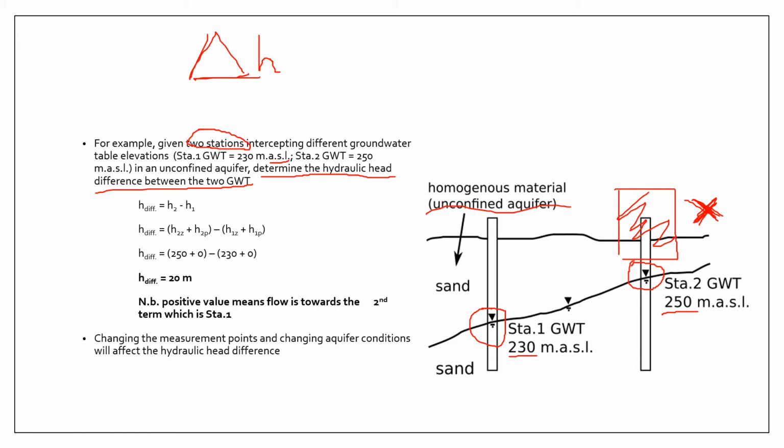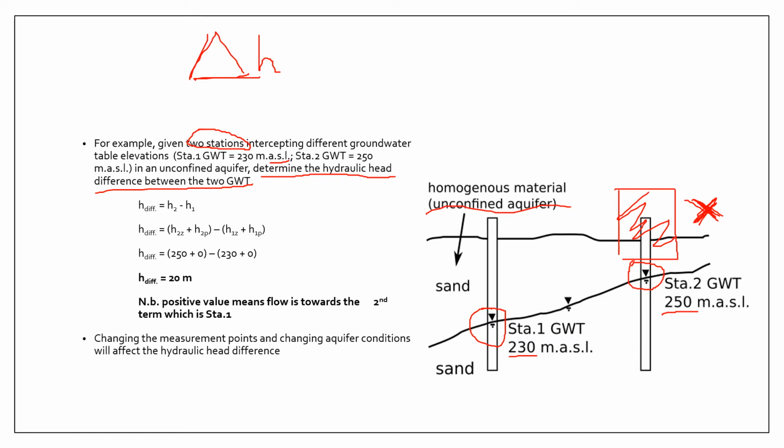All right. So going back, hydraulic head difference is just equal to H2 minus H1, so hydraulic head in station 2 minus hydraulic head in station 1. And your hydraulic head in station 2 is just equal to hydraulic head due to elevation plus hydraulic head due to pressure.